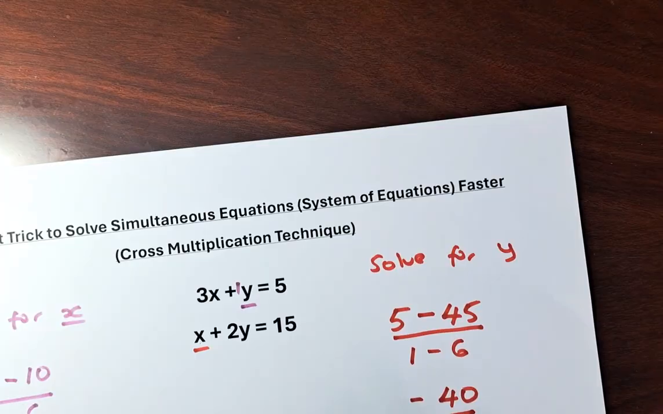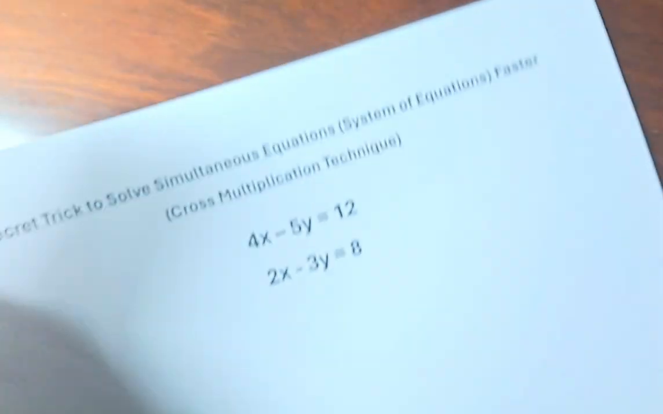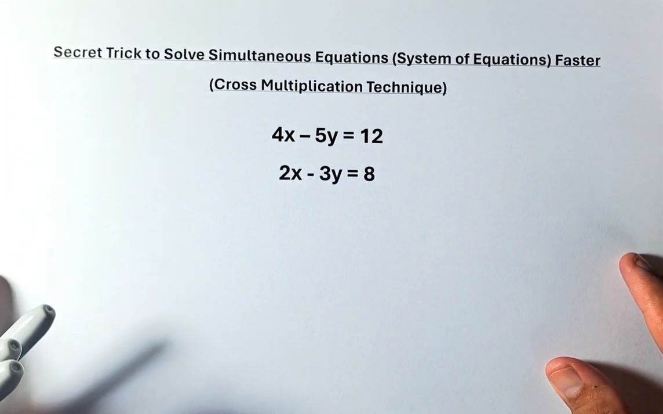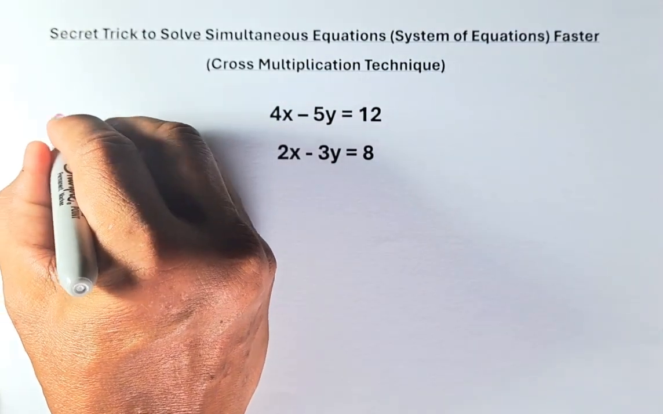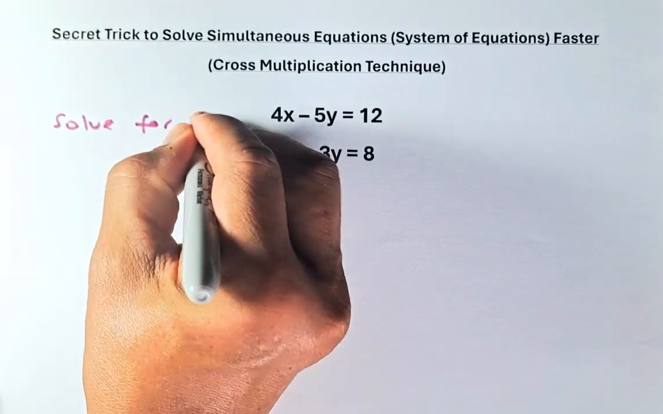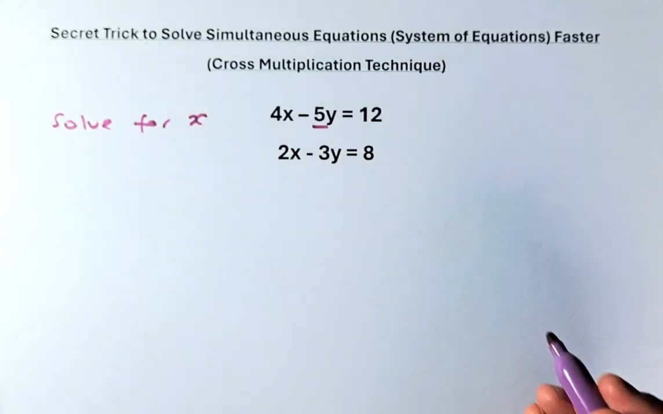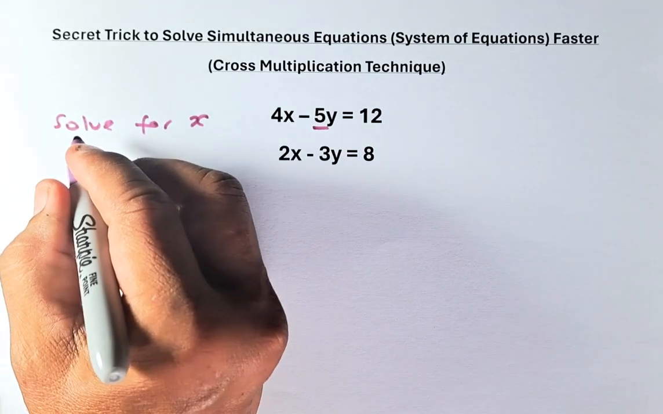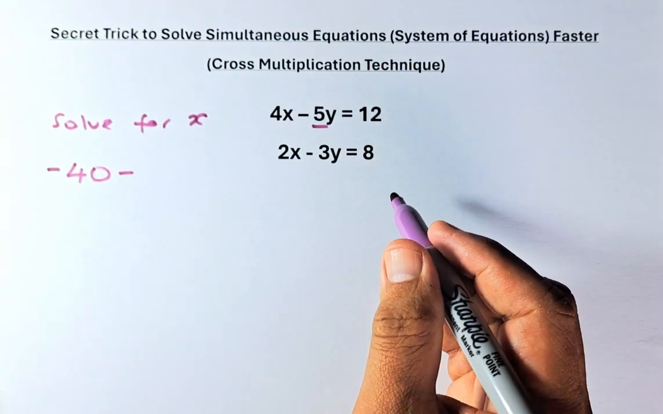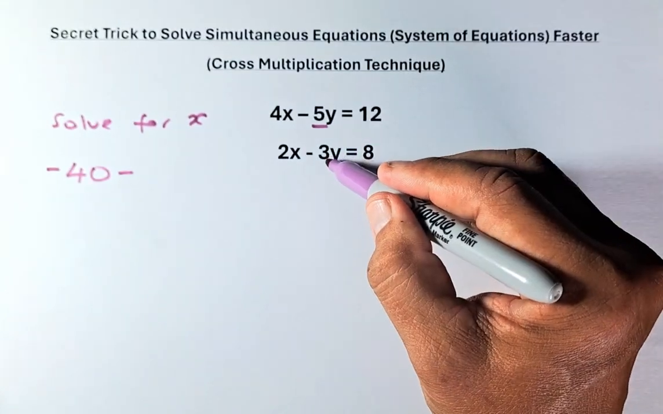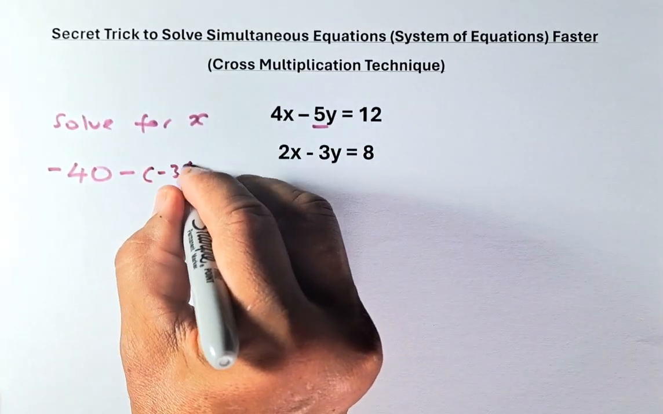Okay, we do a harder example now. We go faster now. So now we know the trick. The equations are 4x minus 5y equals 12, and 2x minus 3y equals 8. So we are solving for x. The numerator is going to pivot at y, so minus 5 times 8 is going to be minus 40. And then you're going to minus 12 times minus 3, which is minus 36.